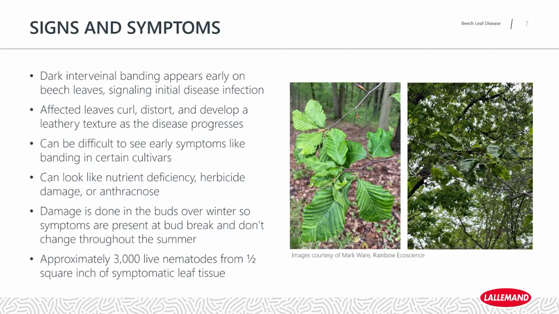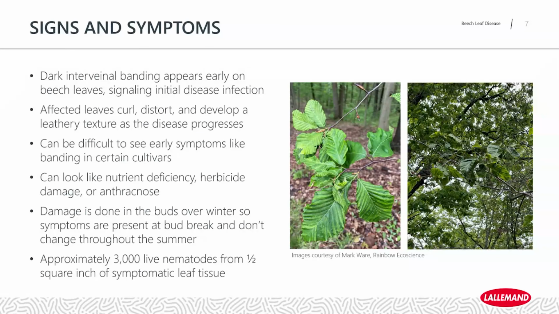So we've seen that map from the MNR, and now I wanted to get into what the signs and symptoms are so that we can learn what to look for and help scout for it when we're out and about as well. So you've probably noticed in several graphics now that dark interveinal banding, which is really the primary and most easily distinguishable feature of what to look for. It appears early on the beech leaves, signaling that initial infection. And the affected leaves can curl, they can become distorted and develop almost a leathery texture as the disease progresses. There can also be reduced bud development and premature leaf drop.